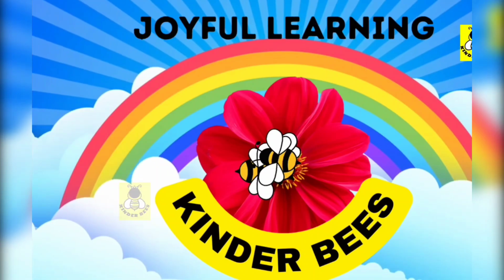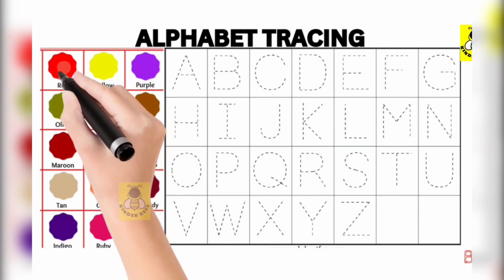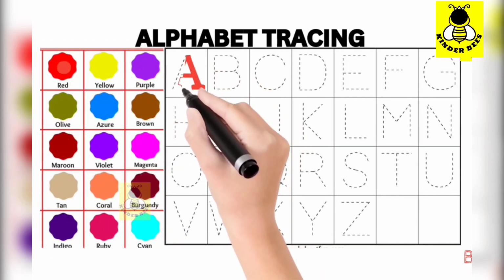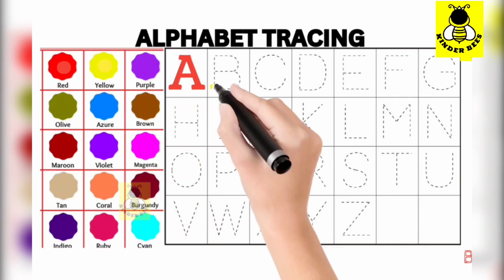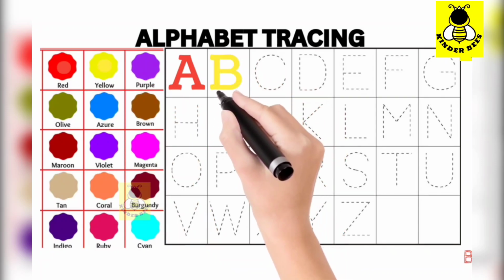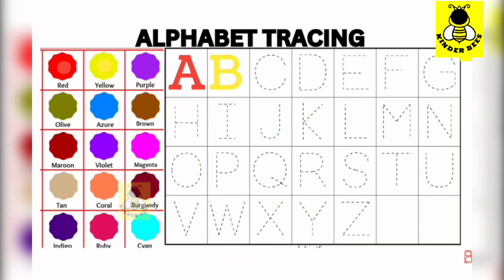Let's learn to write alphabets. Let's write A. Yay! A for apple. B. B for ball.